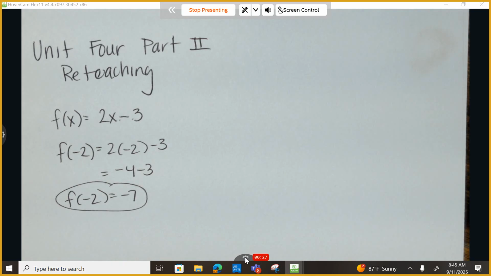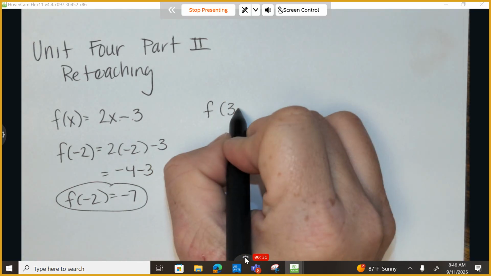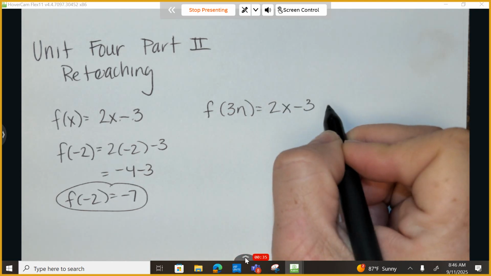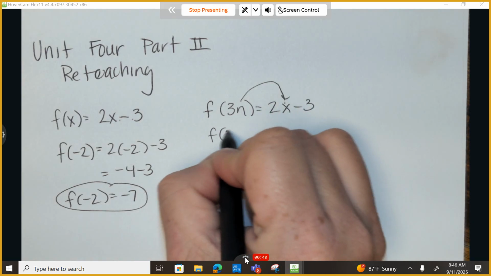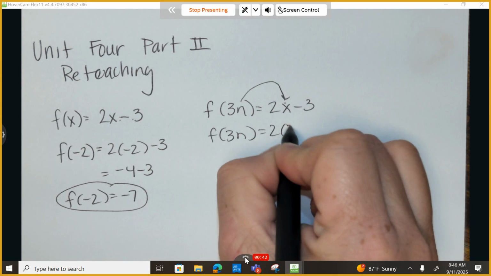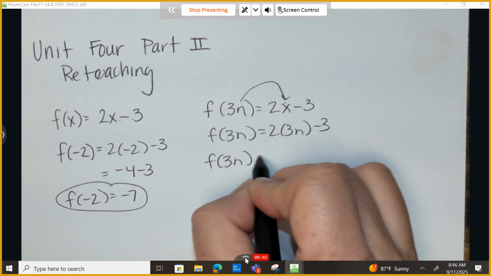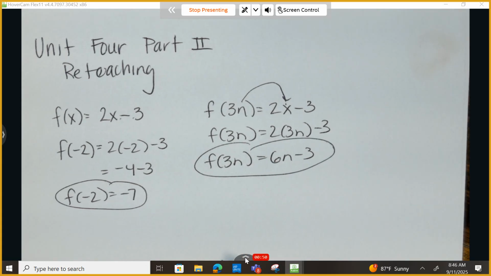Now, what do we do when we change that? And we now say, what about 3n? So I take the function, and I'm going to substitute in for the x a 3n. So 2 times 3n is 6n. These are not like terms, cannot be simplified.